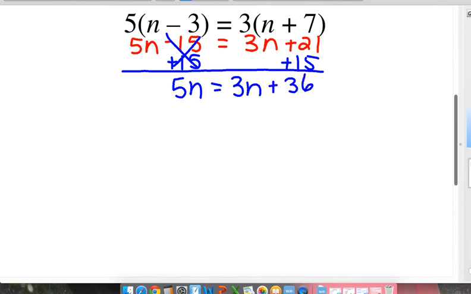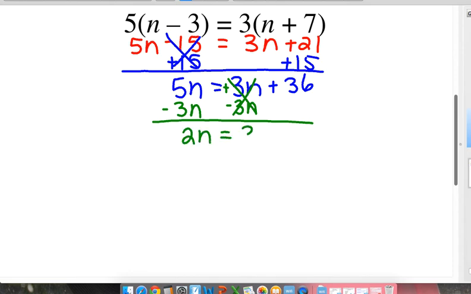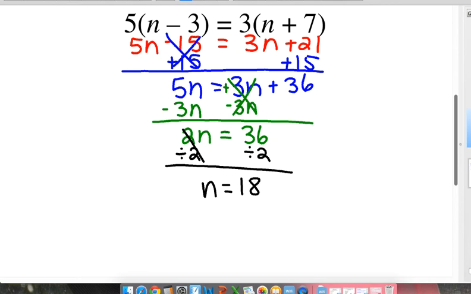Now, the 3n needs to move over to get with the 5n. So right now it's a plus 3n. We're going to subtract it. 5n minus 3n is 2n. And I've got 36 over there still. Great. Isolate your variable. Instead of 2 times n, we got to break that off by dividing by 2. 36 divided by 2 is 18. Final answer.